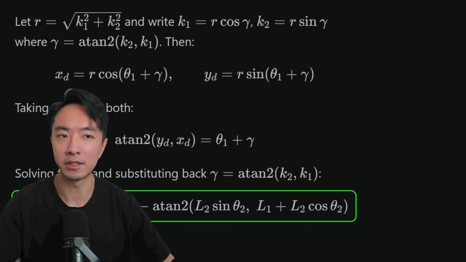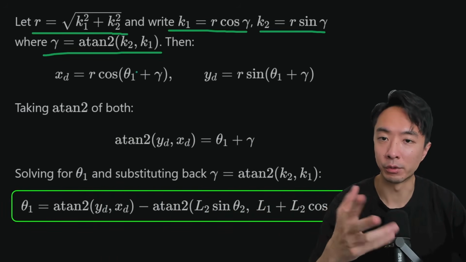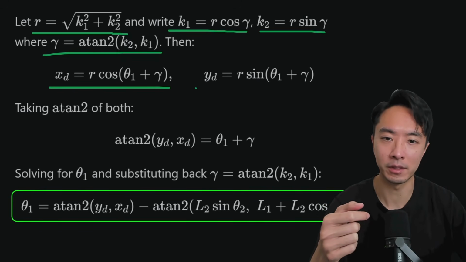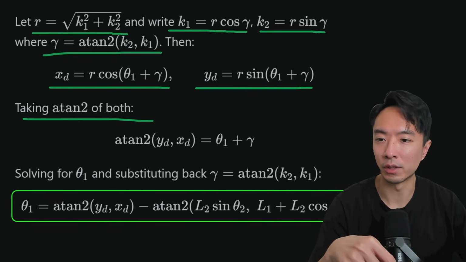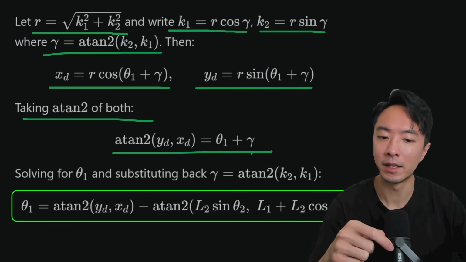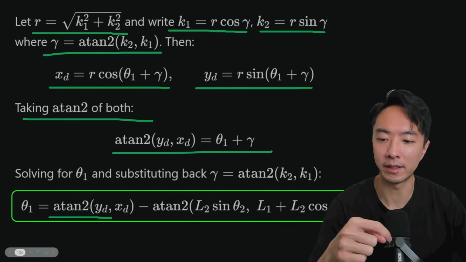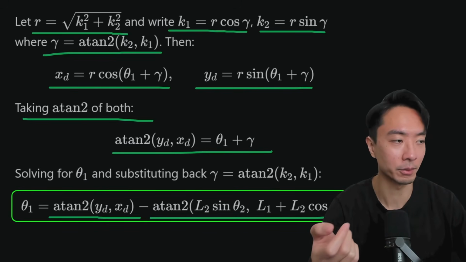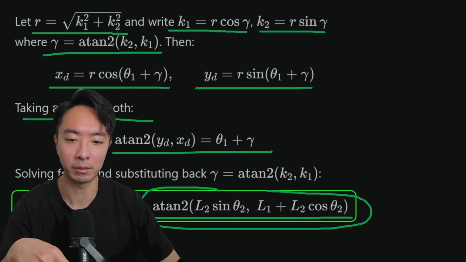If we go to the next page, you can see we just do more manipulation with the different variables. Then we can replace the variables, and we have xd equals r cosine of theta 1 plus gamma, and yd equals r sine of theta 1 plus gamma. We take the atan2 of both, and then we get this expression for theta 1 plus gamma. Then all you need to do is substitute it back in and solve for theta 1. We get atan2 of yd, xd minus atan2 of this big expression. If I slide over, you can see the remainder of the expression that you have to plug in.